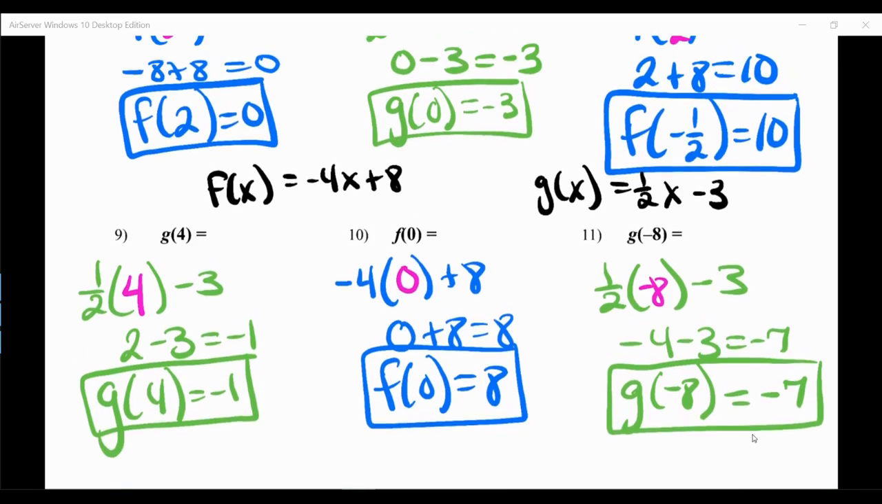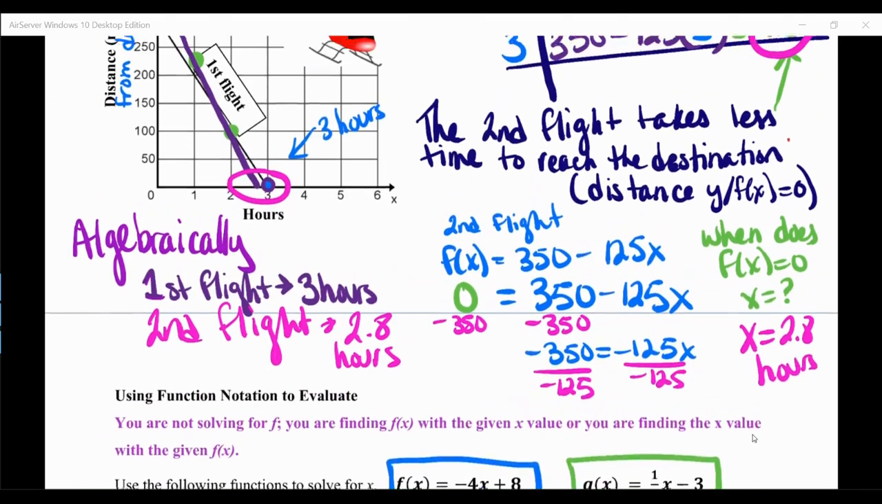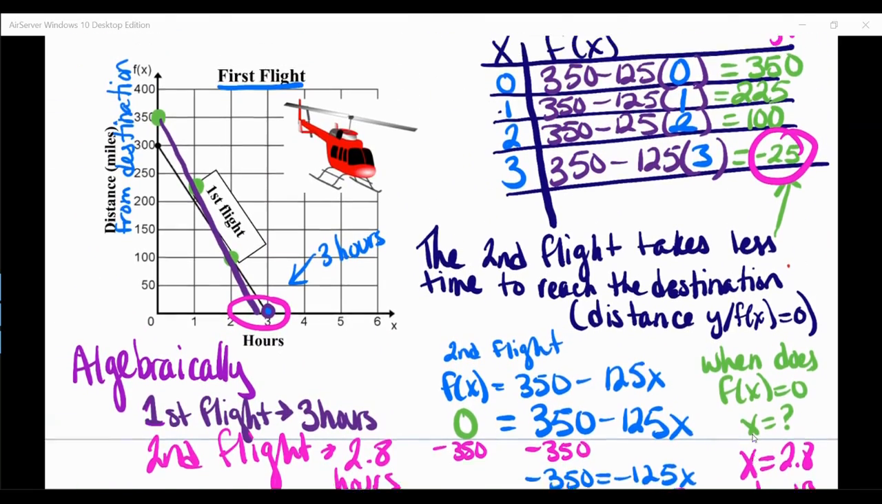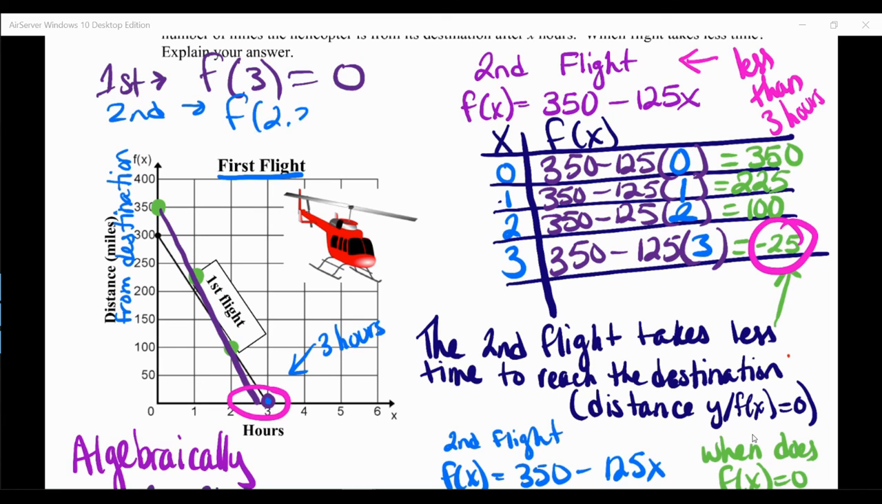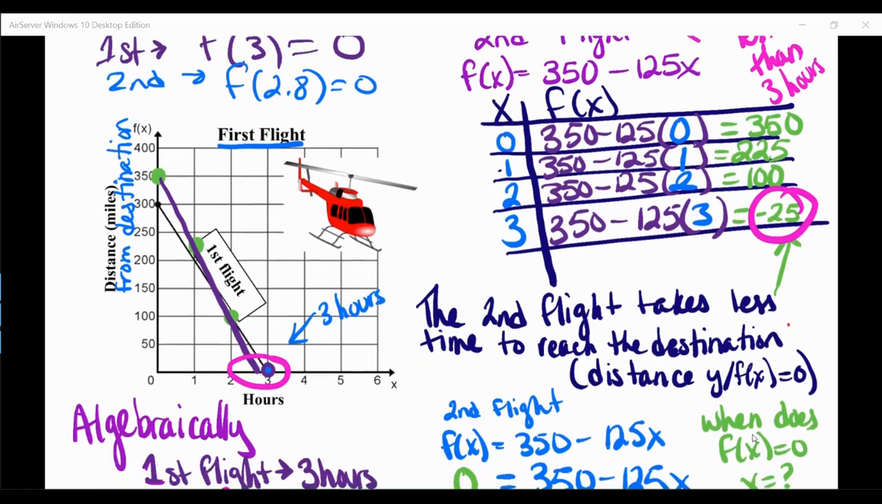For instance, if we go back to the helicopter flight, what I could say is for the first flight, it took 3 hours to get to a distance from the destination of 0. For the second flight, f of 2.8 equals 0. So it gives you the input value and the output value as the solution. It has a little more information to it.